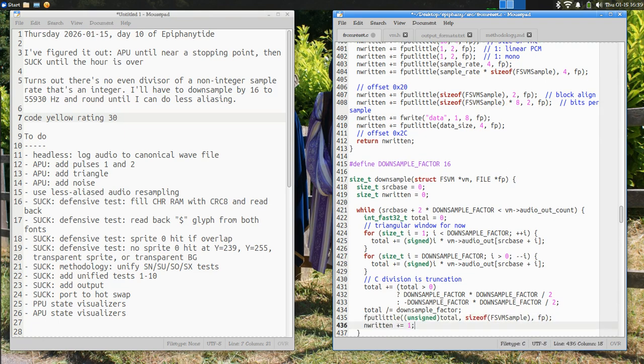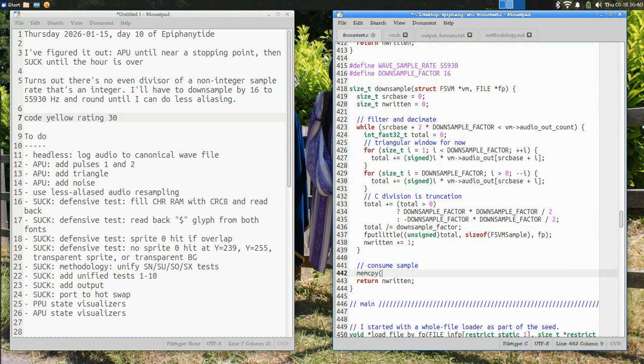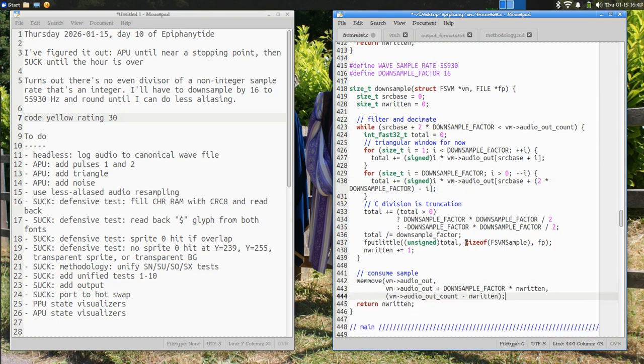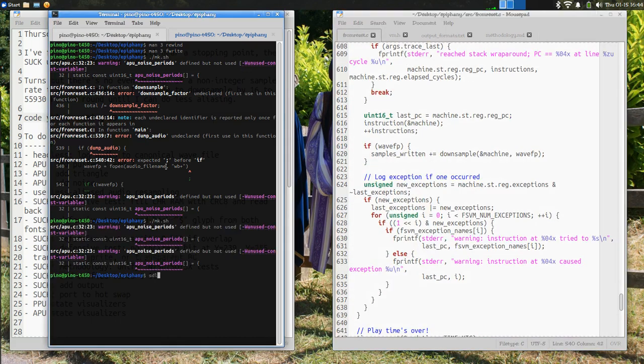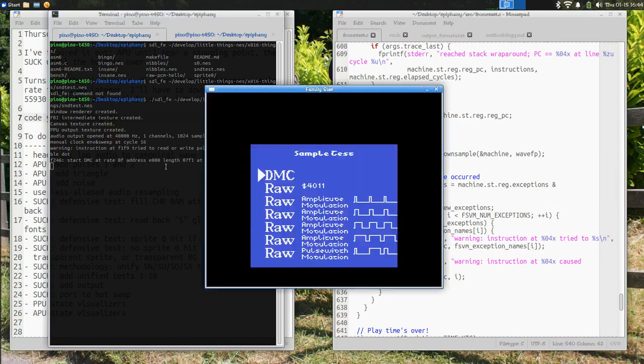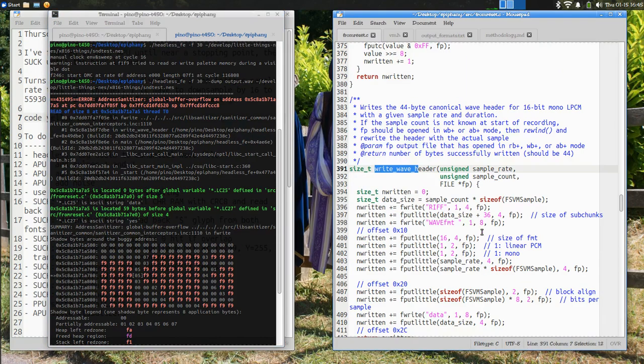Then I could write the sample as a little endian number. I deleted the written samples from the core's audio output buffer. This formula was all kinds of wrong. I made it compile anyway. As a baseline, I reran my test ROM in the SDL front end. The headless front end crashed.